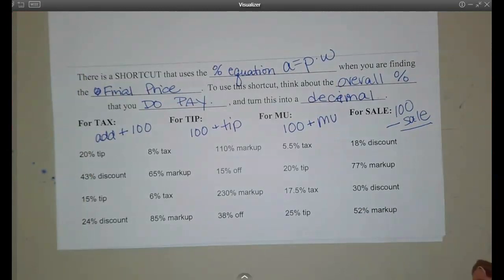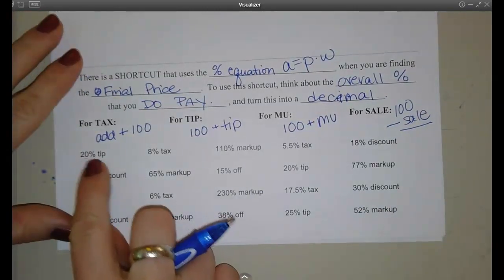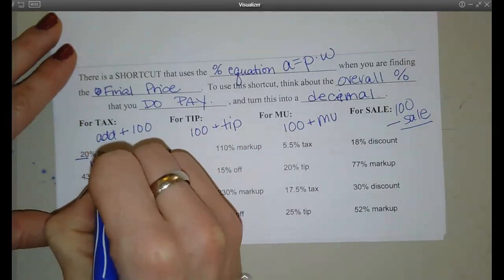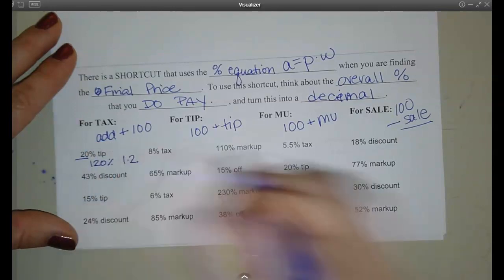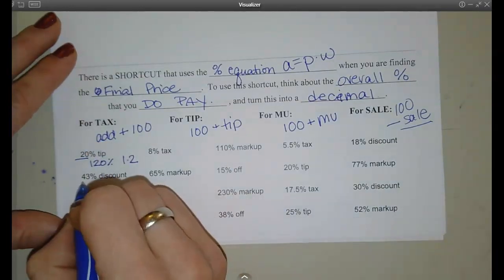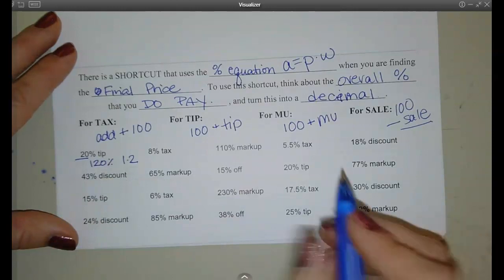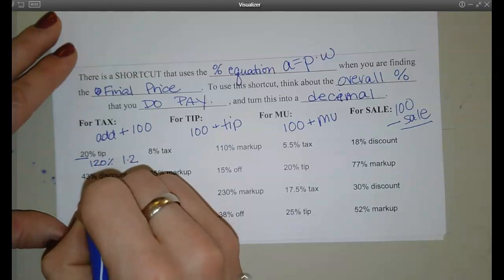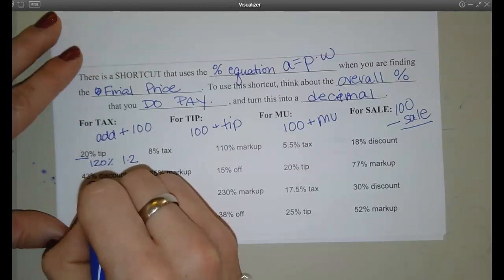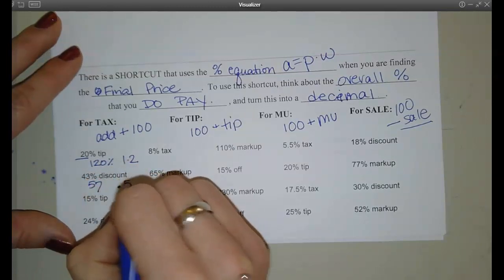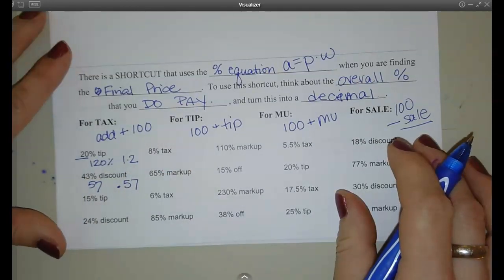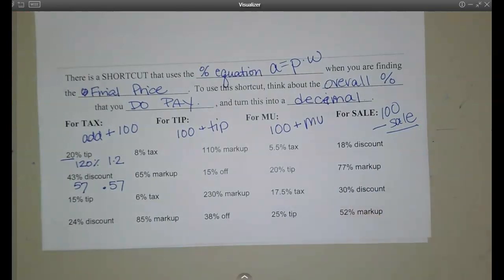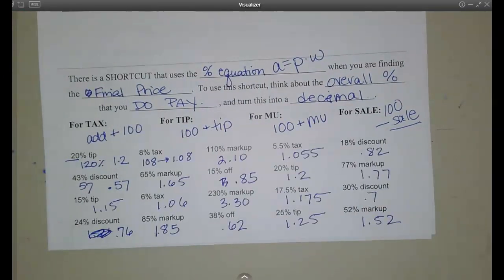So I'm going to do just a couple examples. Here for tip, if I add on 20% tip, I'm paying 120%, which would be 1.2 as a decimal. 43% discount. Well, I would take that off of 100. So 100 minus 43 means I'm still paying for 57%, or 0.57. I want you to try these, pause, and then check, and we'll talk about it more in class. So check, and we'll do more of these together.